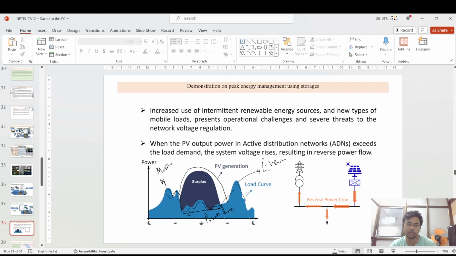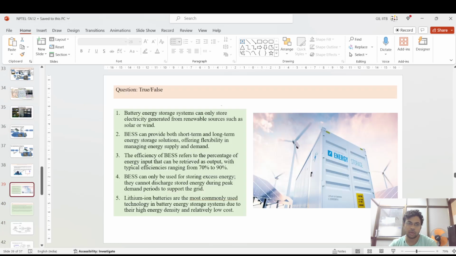In this situation, if you have surplus power, you should feed it to the batteries for charging or feed it to the loads itself. So for leveling this power generation, this reverse power curve also flows into the system, taking power for the batteries and giving power from the batteries itself.